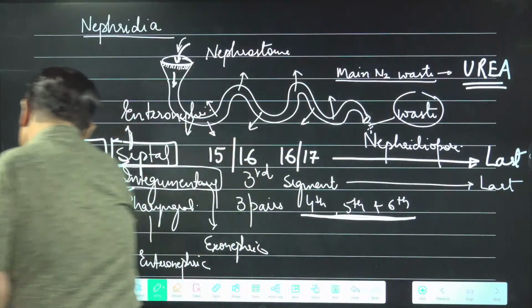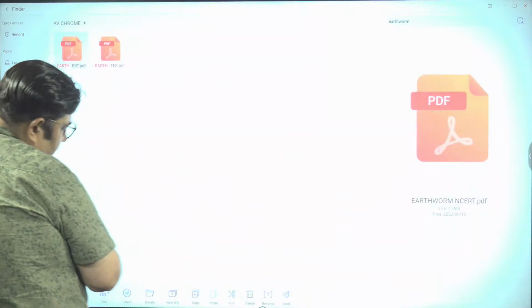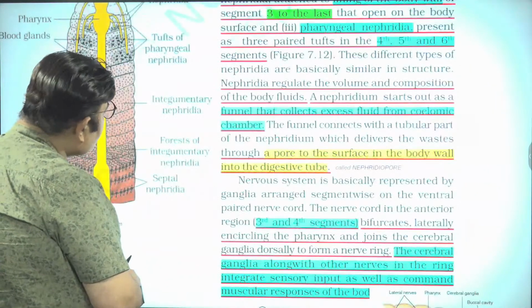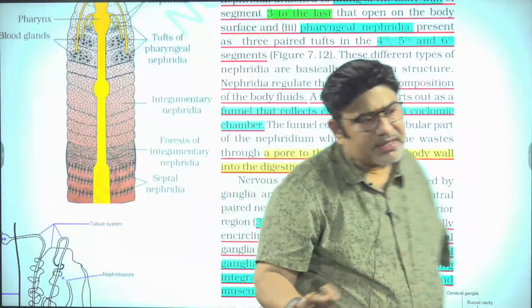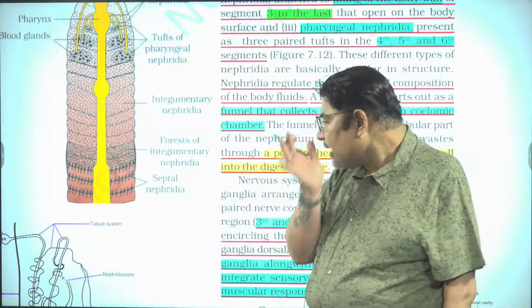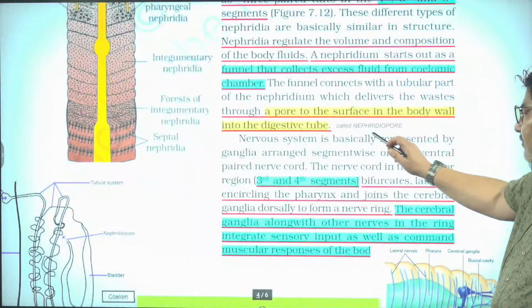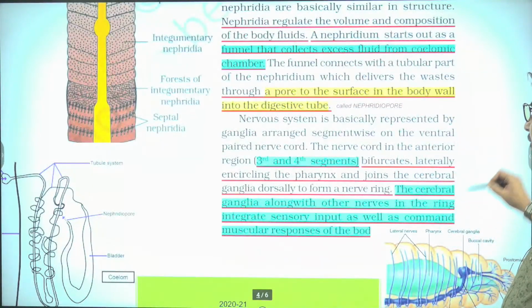And with this, we come to the end of the excretory system in an earthworm. Let us now go to the remaining part, nervous and reproductive system. Nervous is also very easy. Reproductive is something where we need to explain. The opening is called nephridiopore, and the input is called nephrostome.